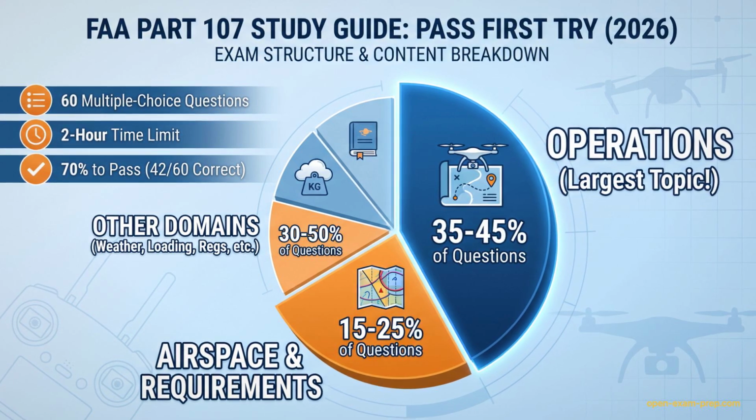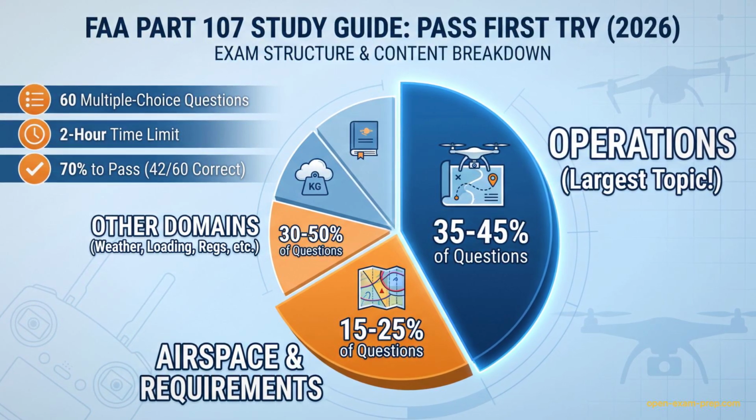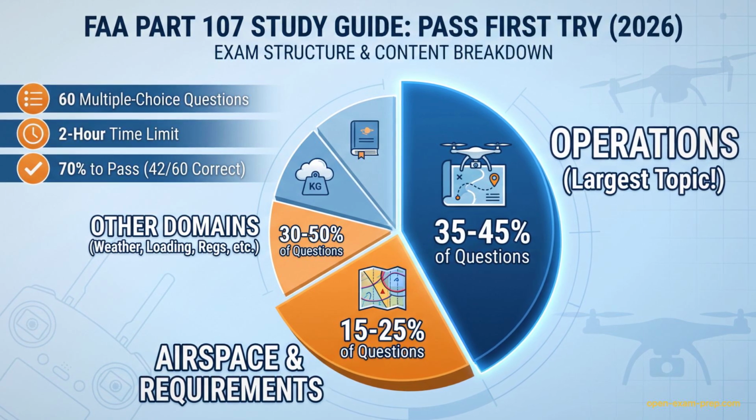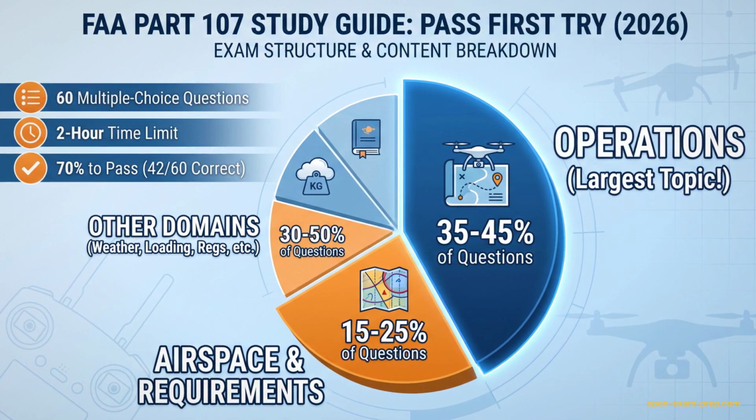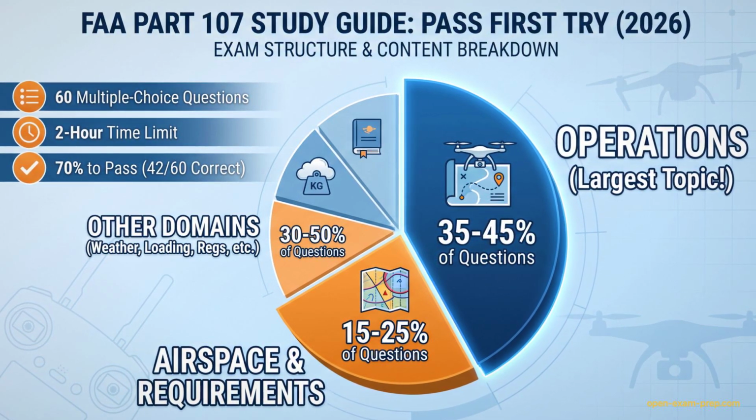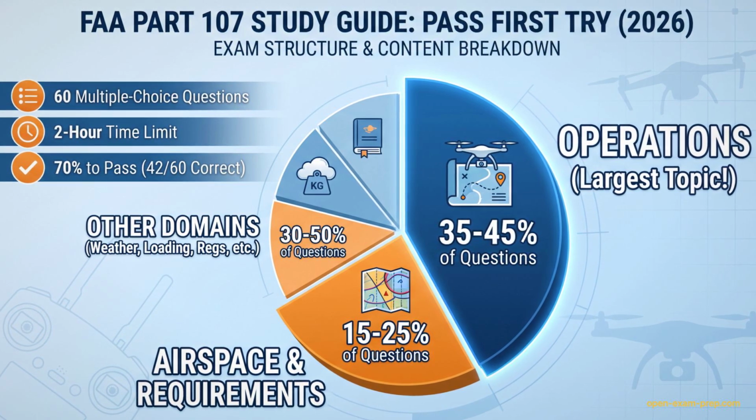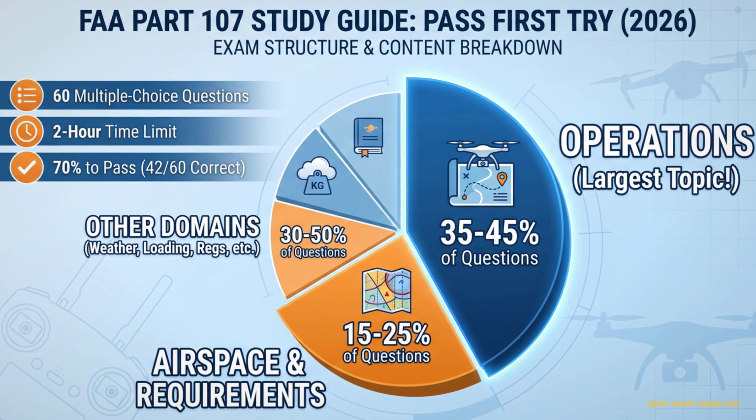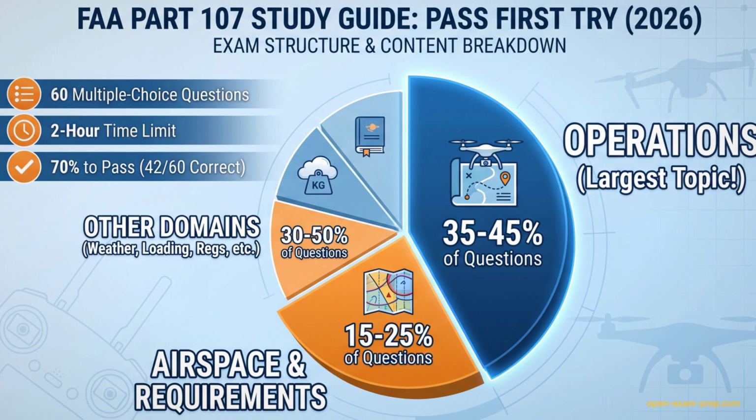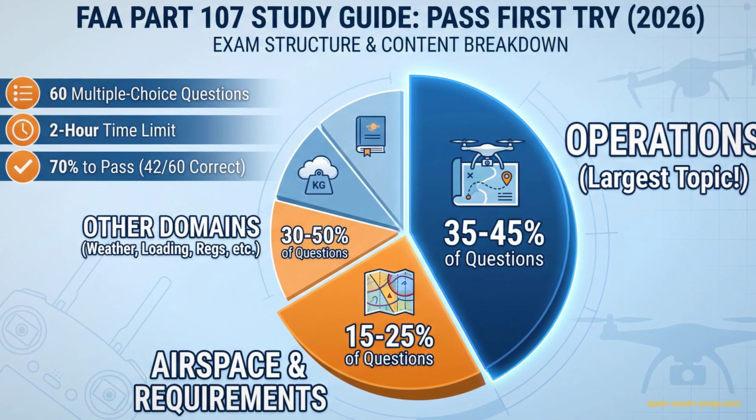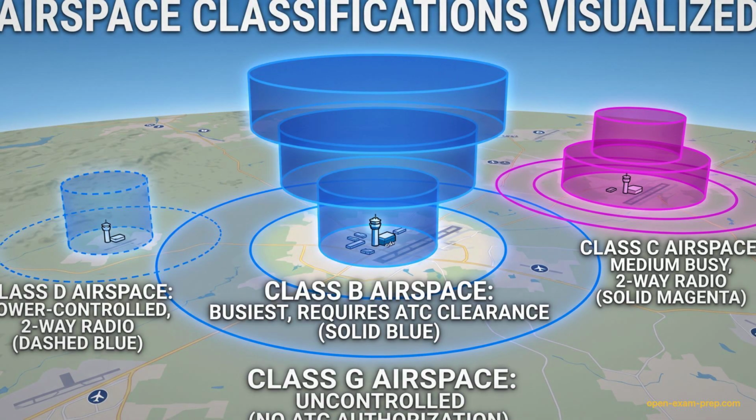While many focus on airspace, the largest content area is actually operations, making up 35 to 45% of your test. Regulations and airspace each account for 15 to 25%. Weather and aircraft loading and performance round out the exam. Understanding this breakdown is the first step to creating an effective study plan and focusing your attention where it matters most. Understanding airspace is critical.